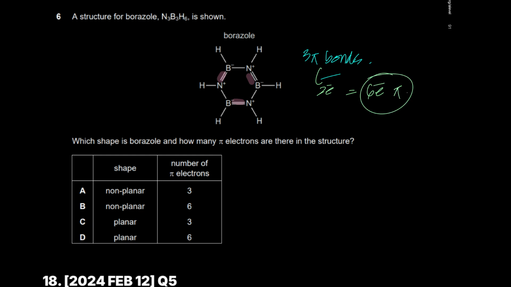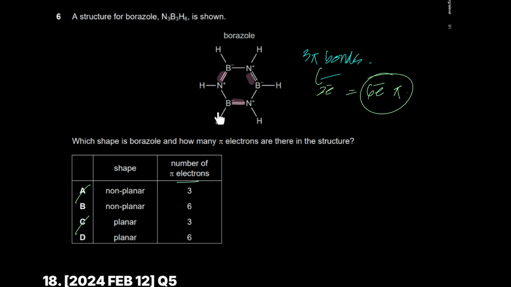See, these are the things in which the examiner can fool you. The only thing the examiner can fool you with is the English, literally. There are 3 pi bonds, and in each pi bond there are 2 electrons. So how many pi electrons, not bonds, are there? 6. So A and C are wrong. Now, is it planar or non-planar?